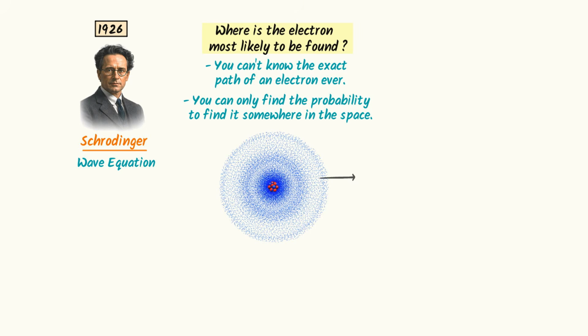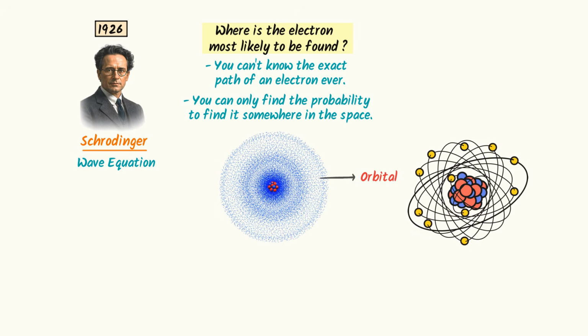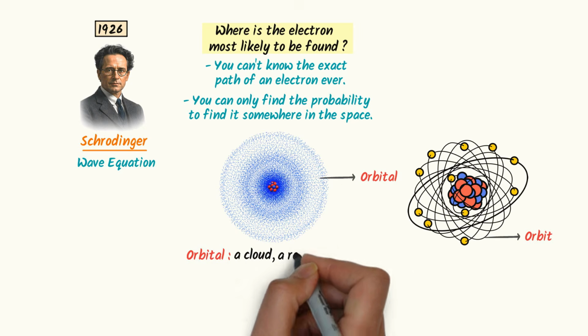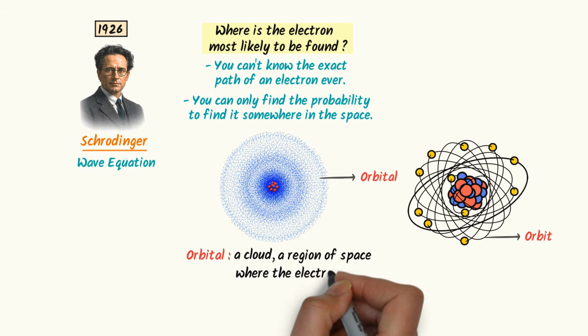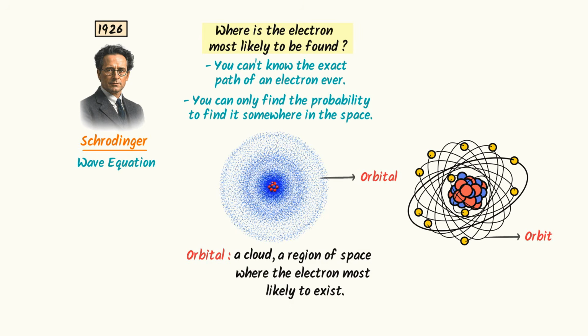This space around the nucleus is called an orbital. So the idea of fixed circular orbits completely disappears. Bohr's orbit is replaced by Schrödinger's orbital. It means an orbital is not a track, it is not a ring, it is a cloud, a region of space where the electron is most likely to exist.